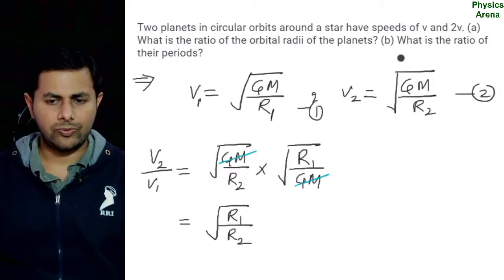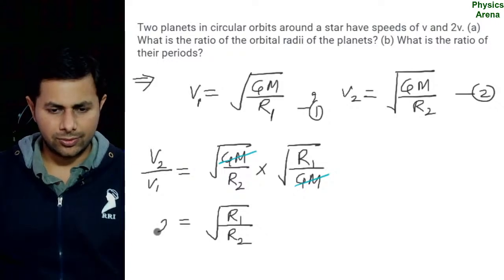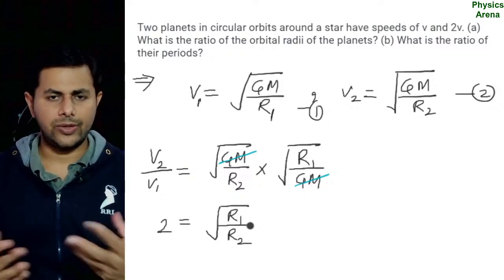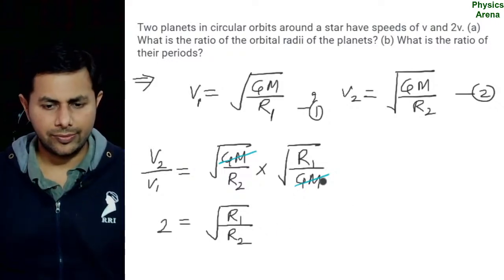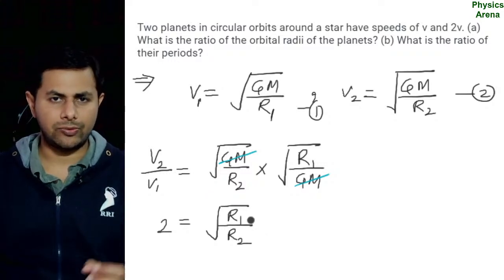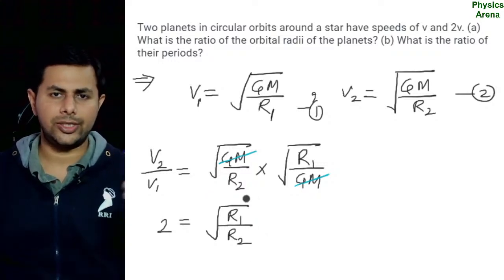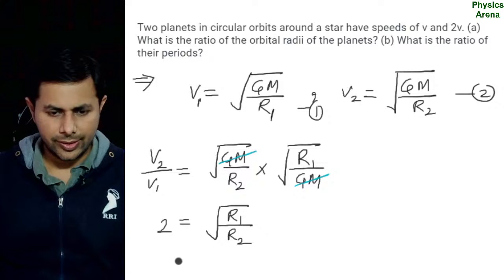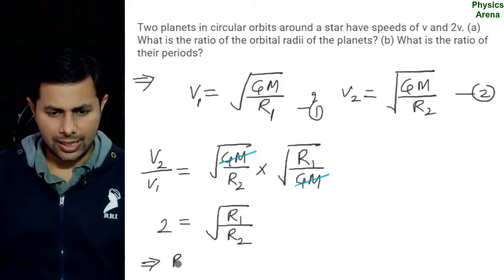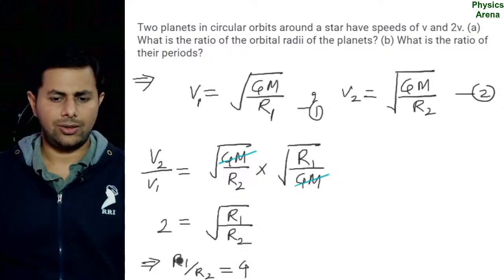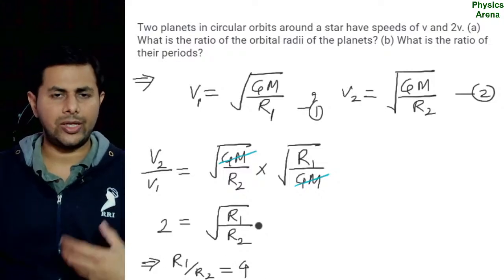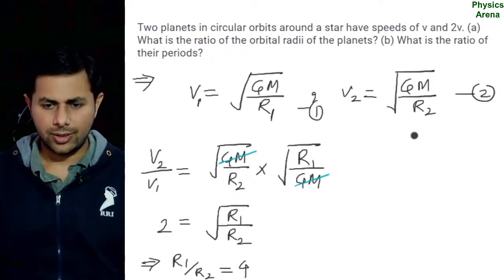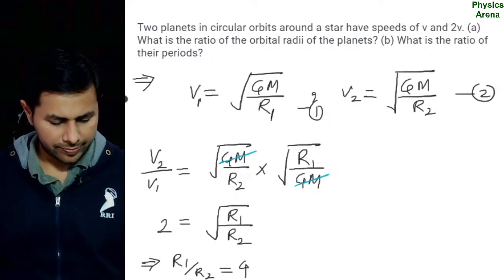Okay, so here v2 is 2v and v1 is v. So v2 divided by v1 is 2, and if we square this, what do we get? We get r1 divided by r2 equals 4, or r1 is to r2 as 4 is to 1. So r1 equals 4 times r2. All right, so it was a very simple problem.